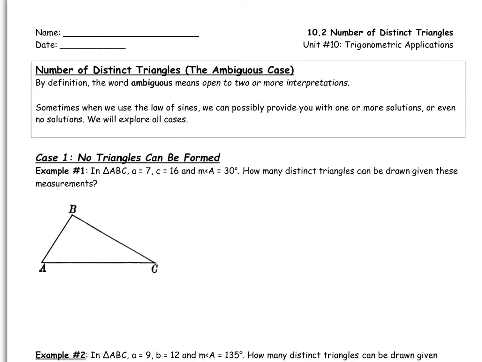Hi everyone, today we're going to talk about the number of distinct triangles, also referred to as the ambiguous case. What does that mean, ambiguous? By definition, the word ambiguous means open to two or more interpretations. So sometimes when we use law of sines, we can possibly provide you with one or more solutions or even no solutions. We will explore all cases below.